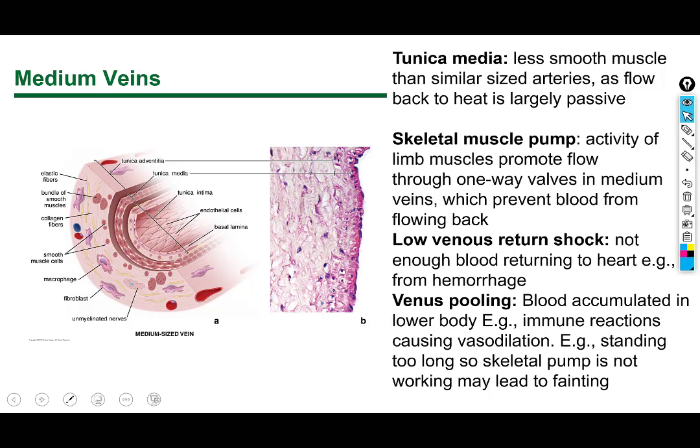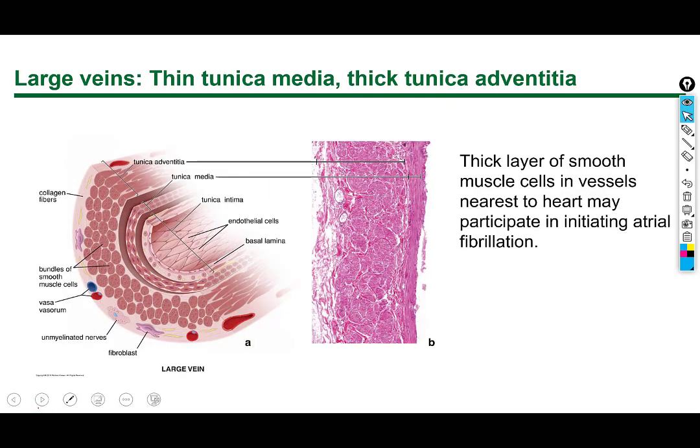It can also be caused by immune reactions that cause vasodilation and increased vessel permeability, or in old people, just inactivity. If you're an older person and you're going to be on a long plane ride, for example, that's why you see old people on planes wearing compression socks to help prevent venous pooling. That's the point of those ugly socks. Now you know.